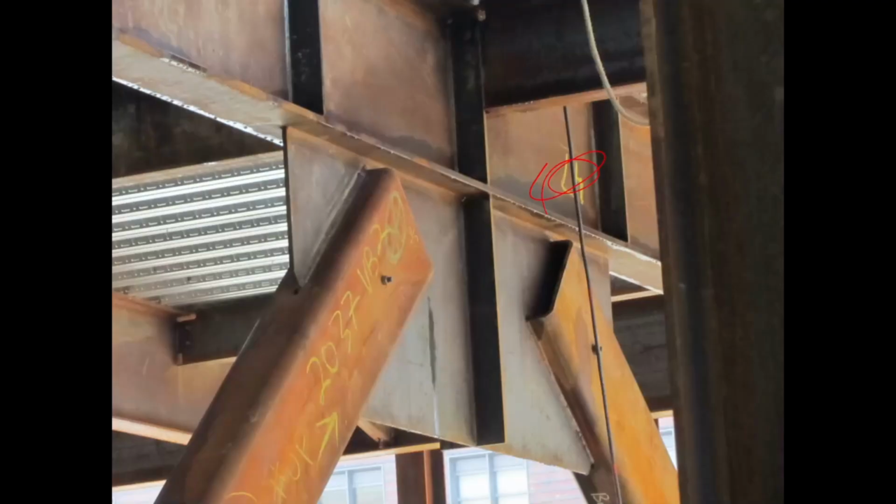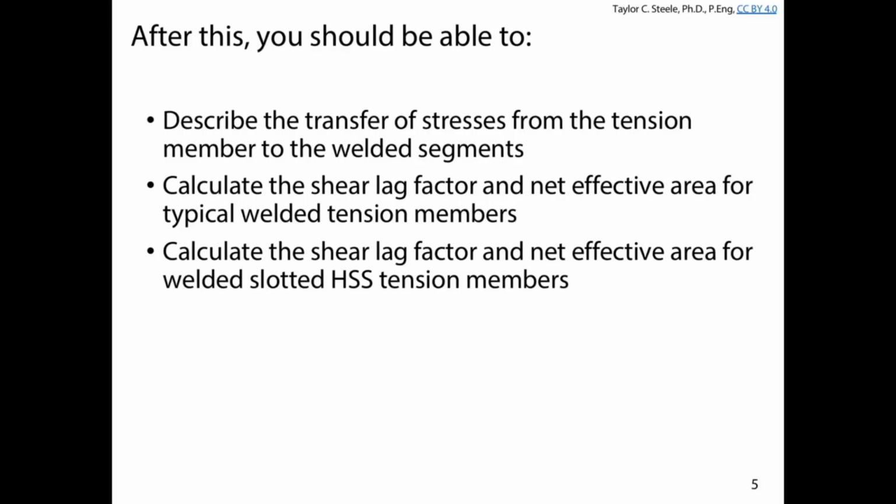So we're going to talk about this special case today and how we can figure out what the effective net area is going to look like so we can do our net section fracture calculations for these kinds of situations as well. Basically, after this morning, you should be able to describe the transfer of stresses from tension members to the gusset plate through the welded segments. So we're going to look at the effects of the location of the welds on the tension member, and calculate the shear lag factor for net effective area for typical welded tension members.